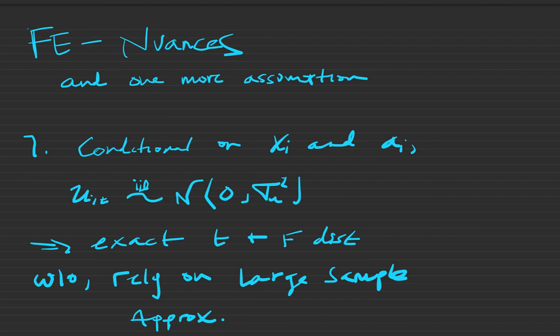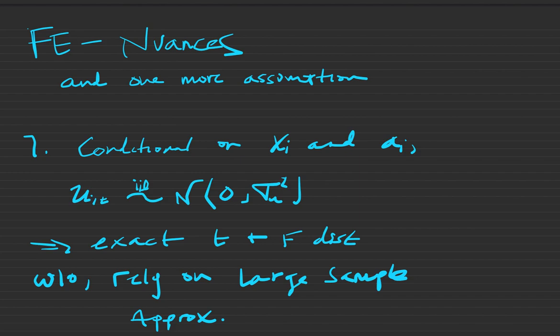In this video we're going to discuss some of the nuances of fixed effects and one more assumption. The additional assumption is the seventh assumption, in addition to the six assumptions we have already discussed. This seventh assumption is the normality assumption.